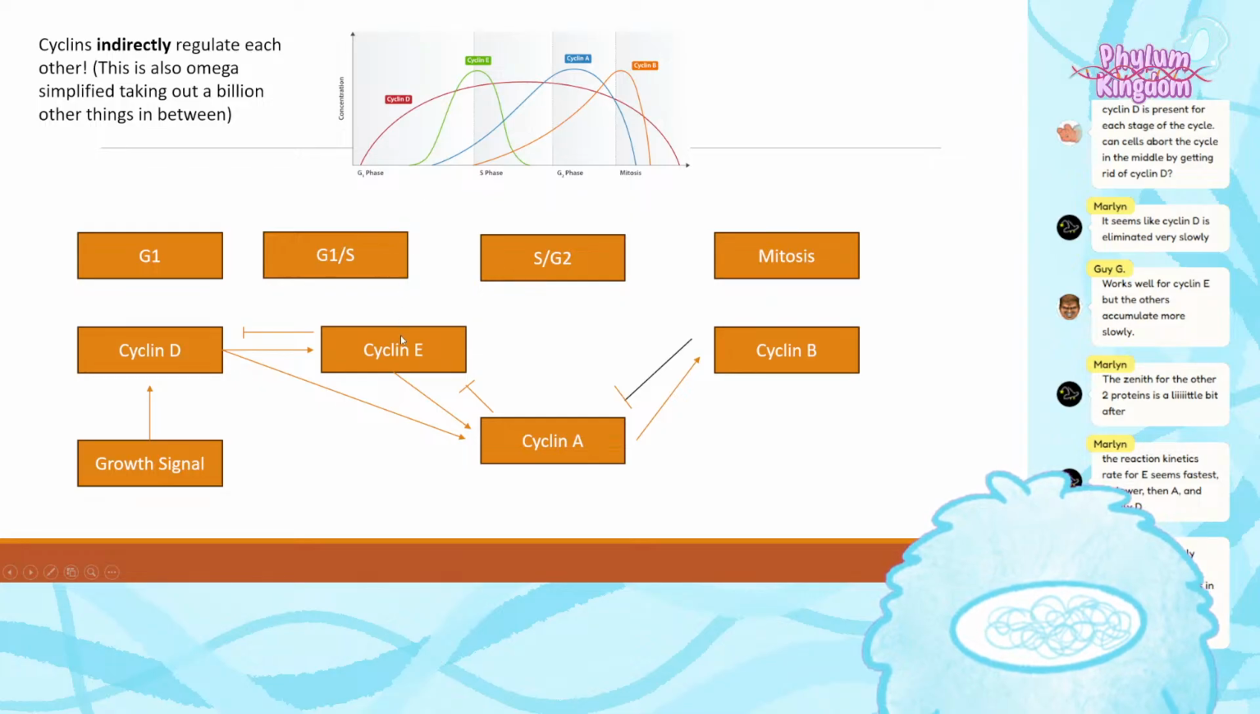As cyclin E is high, it activates cyclin A. So as you can see here, cyclin E is up, and then there's a little bit of a lag, but cyclin A starts to accumulate. And look at that, cyclin A also negatively regulates cyclin E. So once you get an accumulation of cyclin A, that's when cyclin E drops off, right? Isn't that cool? These cyclins all regulate each other.